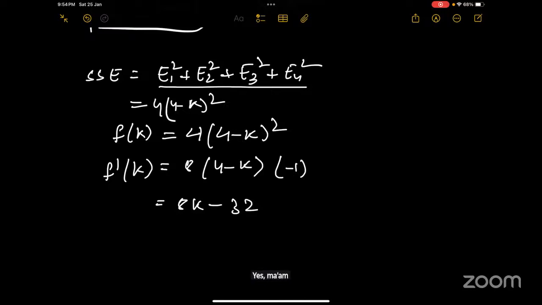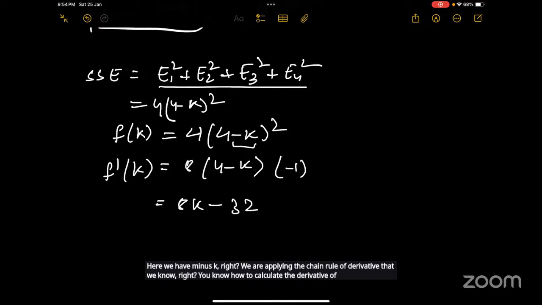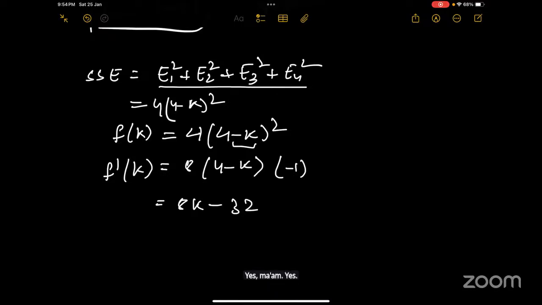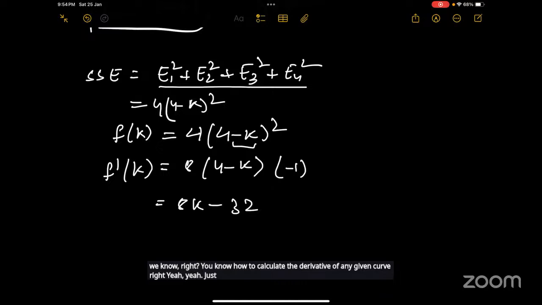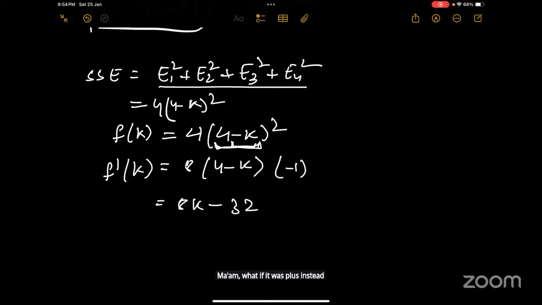Here we have minus k, so the derivative is minus 1. We are applying the chain rule of derivative. You know how to calculate the derivative of any given curve, right? Just apply the chain rule because we have minus k, so you have to take the constant multiplication. That means you have to do the derivative of this thing again. If it was plus instead of minus, then you don't need to take the minus 1 here.